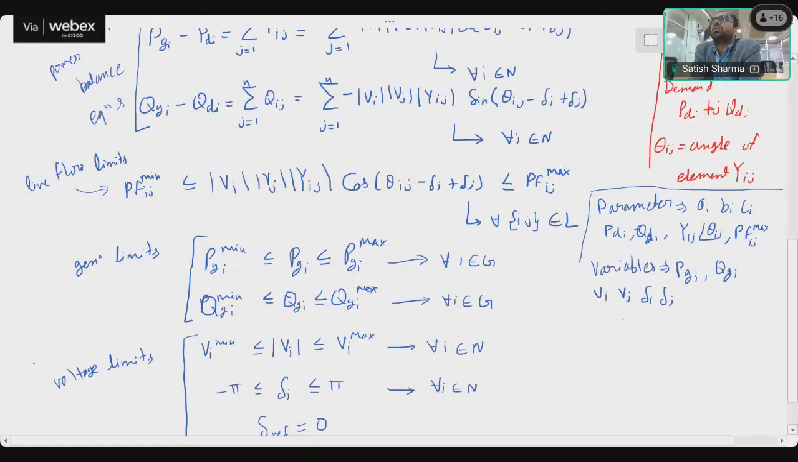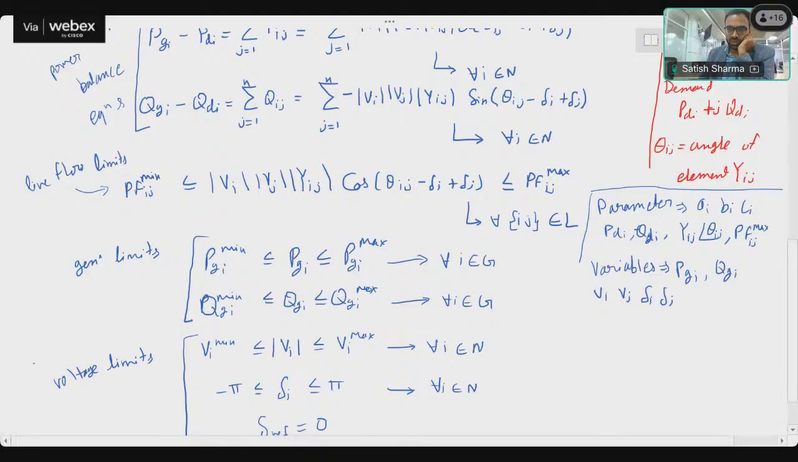In OPF there are state and control variables. I think here we have neglected several parameters. Yes, the angle should be 0. What is the difference between state and control variables? I will come back to you. First of all, just let me define what the different parameters and inputs are.